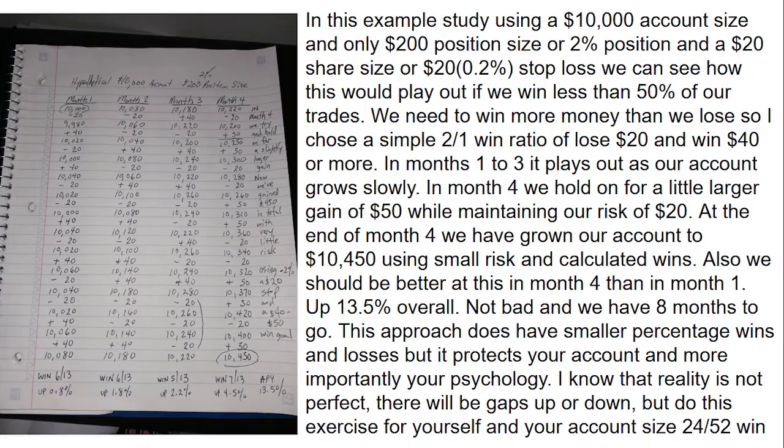This approach does have smaller percentage wins and losses, but it protects your account and, more importantly, your psychology. I know that reality is not perfect, and again, there will be gaps up or down on your trades, but do this exercise for yourself and for your account size. In this case, we had 24 wins out of 52 trades, right? So again, that's slow and steady wins the race and protects your psychology.